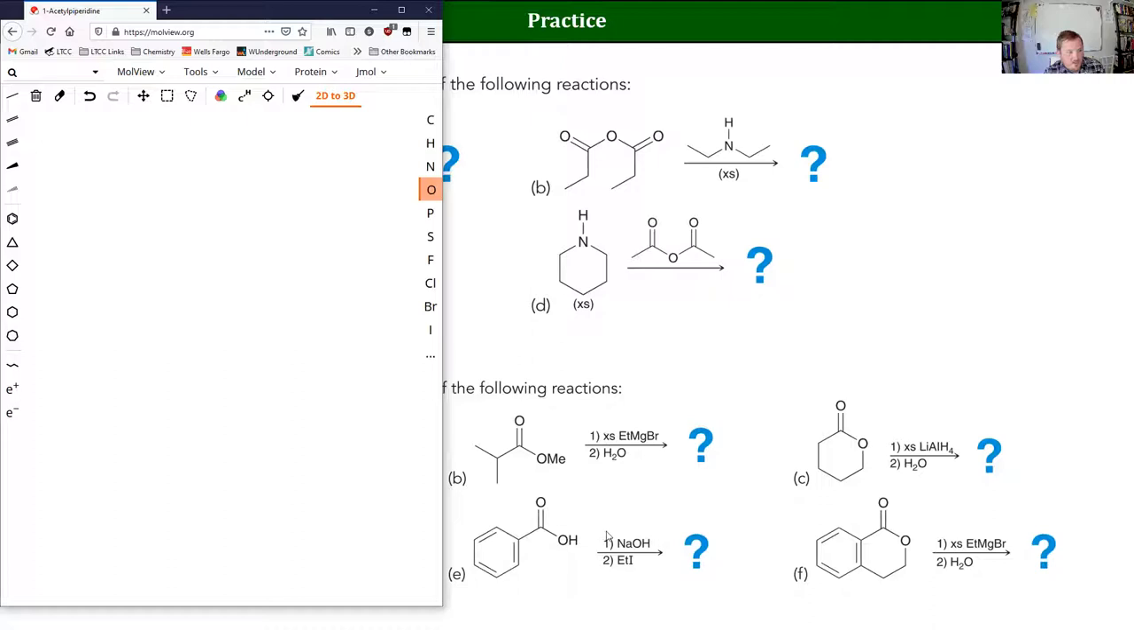B and E down here are going to be a little bit different. We have excess ethyl magnesium bromide, so that tells us we've got a Grignard reagent, so we're going to be reducing by adding those R groups. So all of those carbons stay where they are. That oxygen gets turned into an OH, and then we're adding ethyl groups to the carbon that has the oxygen attached, plus whatever was on the other side of our ester, so plus methanol.